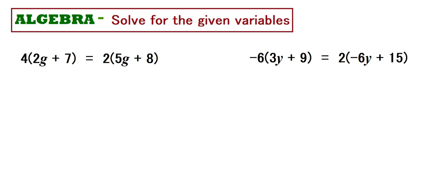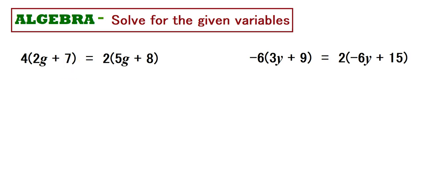So we have two equations here, and we have to solve for the given variable. In the first equation, the variable is g. In the second equation, the variable is y. And you can see they look a little bit complicated because of the brackets, but we have to go through them step by step. And the first step to solving these kinds of equations is to multiply out of the brackets on each side of the equation.